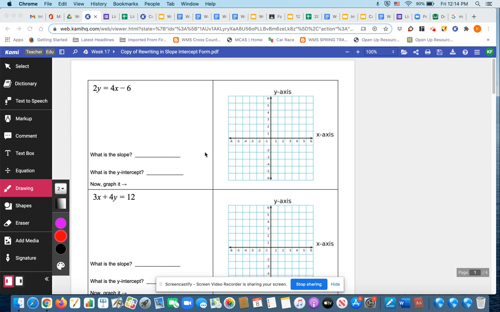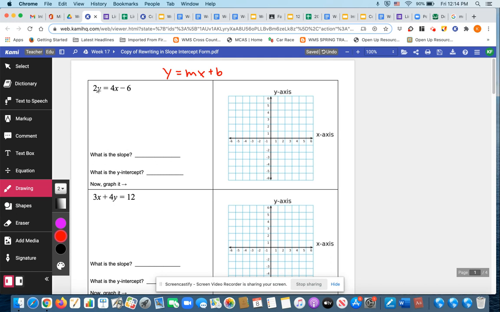So one thing that is super important, kids, is recognizing, again, slope-intercept form is always in the form y equals mx plus b. Okay, we can tell from this example right here, 2y is equal to 4x minus 6. The goal here is to get the y by itself. We need y alone in order to have slope-intercept form.